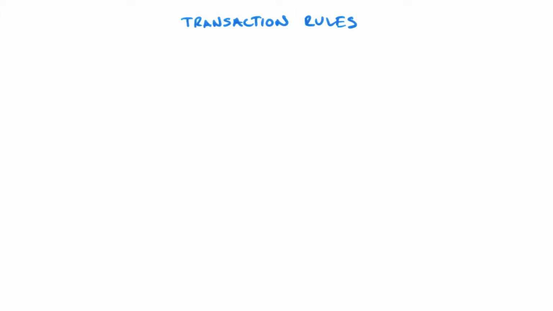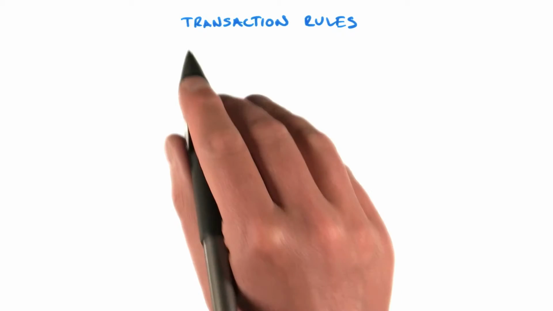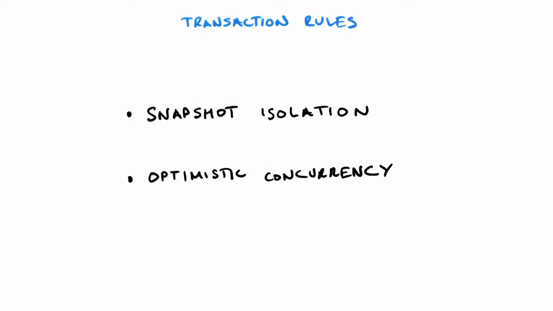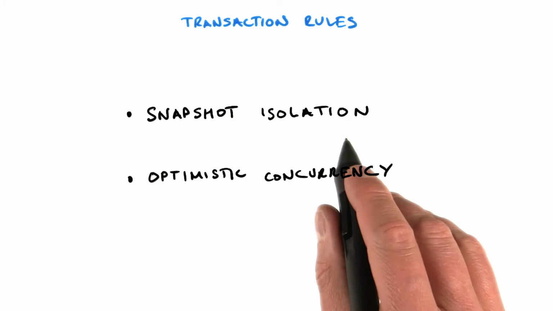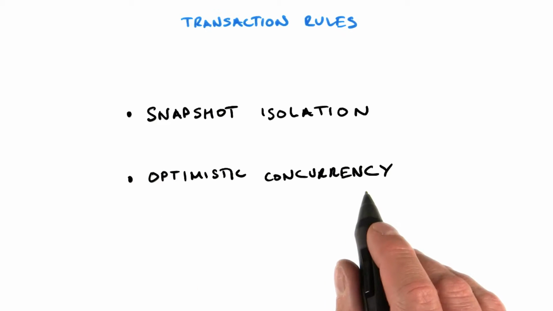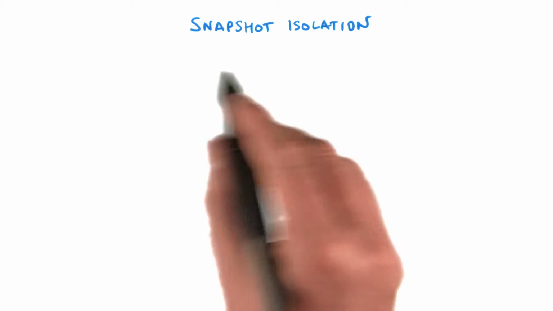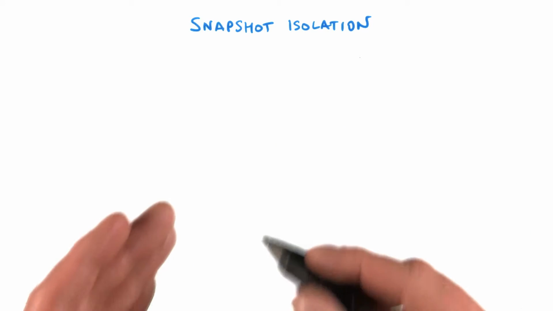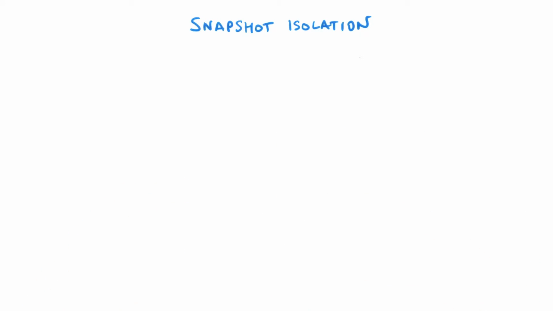Okay, the time has come to wrap up transactions, where we will cover transaction rules. And the two things we will start with are Snapshot Isolation, which defines the read consistency, and optimistic concurrency, which governs concurrent updates. We'll start off with Snapshot Isolation. And please observe that this behavior may differ between languages, so be sure to check out the documentation.